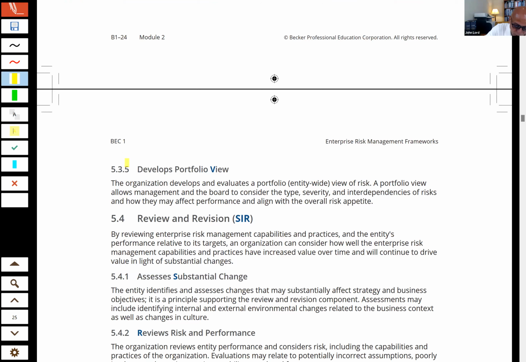Now you come over and you take a look, and when we do this, we should take a portfolio view. The organization evaluates and develops a portfolio, an entity-wide view of the risk. Why don't you go ahead and flashcard that the portfolio view is an entity-wide view of the risk.